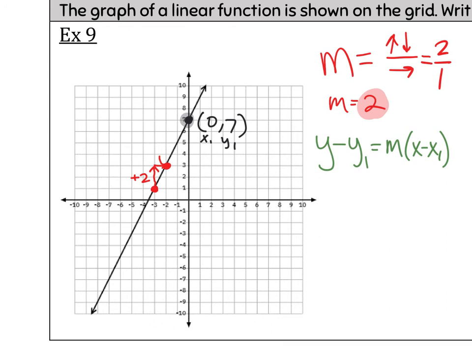Wait, so how do you know which one is X1 and Y1? Like this one, what's it called? It is a point that you choose. I could have picked this point right here. It would have been a different x1, y1, but it would have been the same equation eventually.